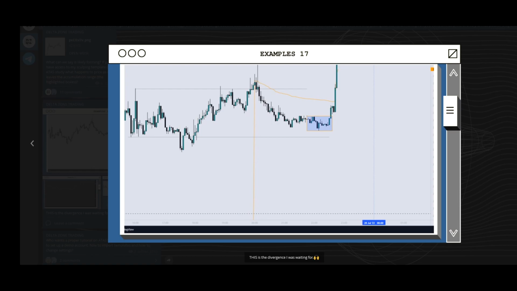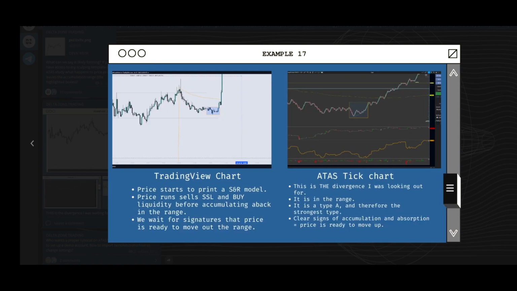And I actually laid this out. I just put this together real quick as I saw it happening. So this is the divergence I was looking for. As price moved back into a range, this is type A, so therefore it's the strongest type. I discuss those in my module. You can come over and have a look if you want. So this was clear signs of accumulation, absorption, and then this was price ready to move up.